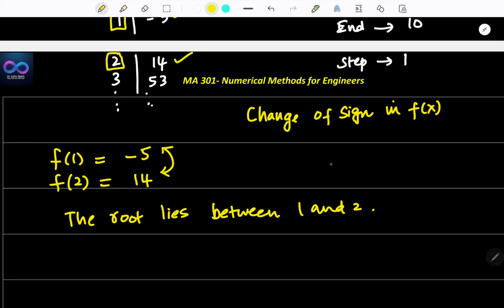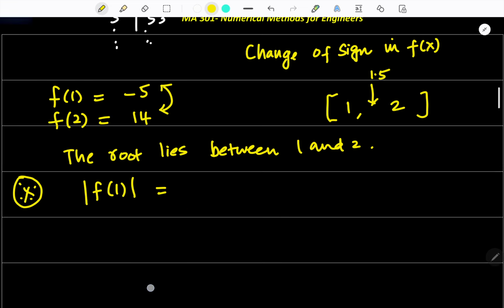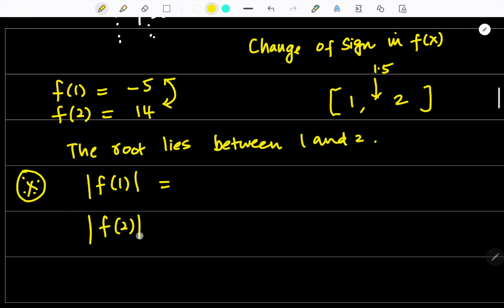Okay, teacher. You are giving a big interval, which is 1 comma 2. How do I know whether the root is closer to 1 or closer to 2? For this, I will give you one shortcut also. Keep it in your mind. What is the rule? Always give the midpoint, 1.5. Suppose 1 comma 2, the midpoint is 1.5. For 3 comma 4, the midpoint is what? 3.5, something like that. So you just find the absolute value of f of 1 and the absolute value of f of 2.